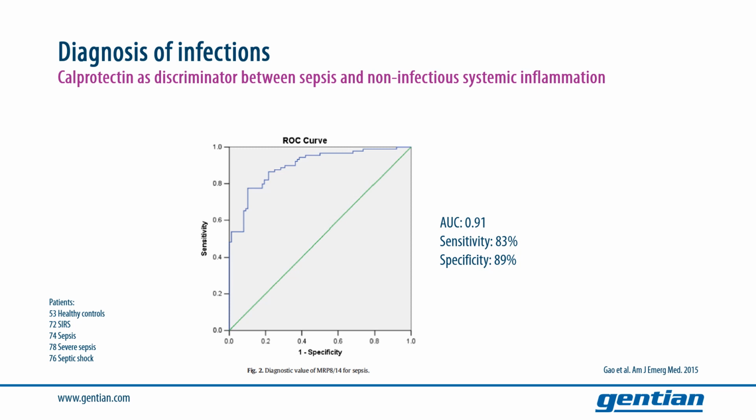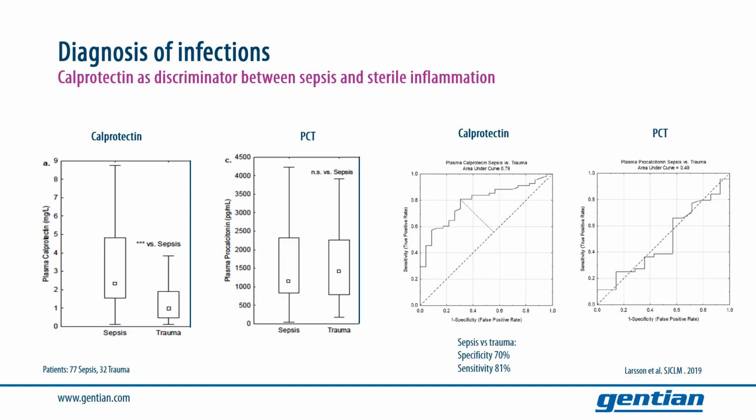Another important differentiation lies in infection versus sterile inflammation. As calprotectin is increased in bacterial infections, it can be used to differentiate towards other sources of systemic inflammation with high sensitivity and specificity, as you see in this graph where the authors described calprotectin as a discriminator between bacterial sepsis and non-infectious systemic inflammation. This distinction between inflammation caused by bacterial infections and non-infectious inflammation was also reported comparing calprotectin levels in bacterial sepsis versus inflammation after trauma.